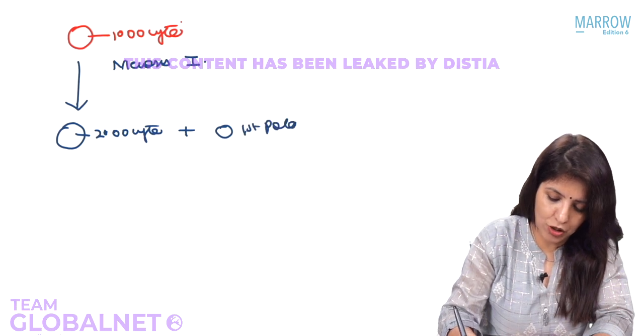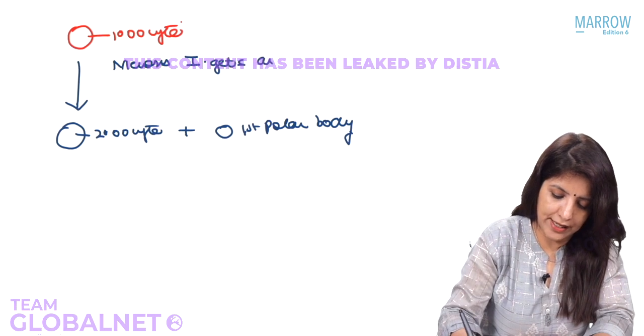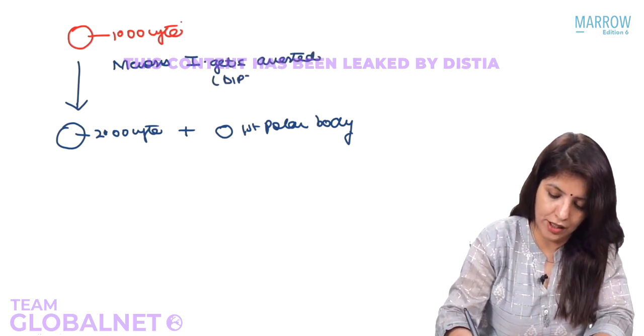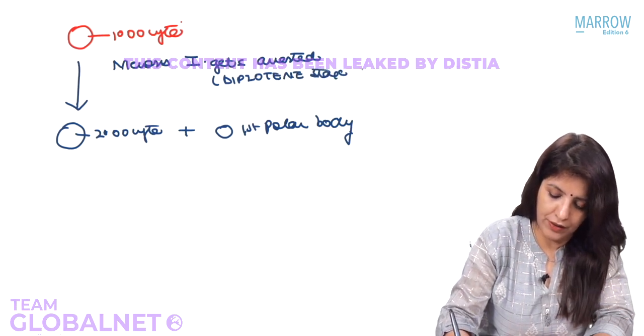But this meiosis 1 gets arrested, right? And it gets arrested in which phase? All of you know that. It gets arrested in the diplotene stage of prophase, right?